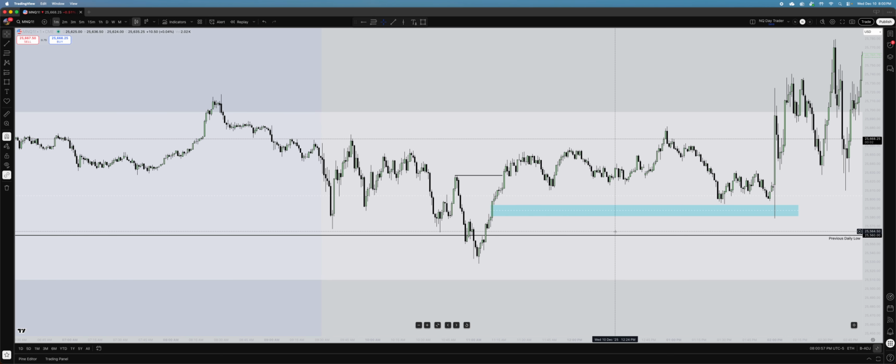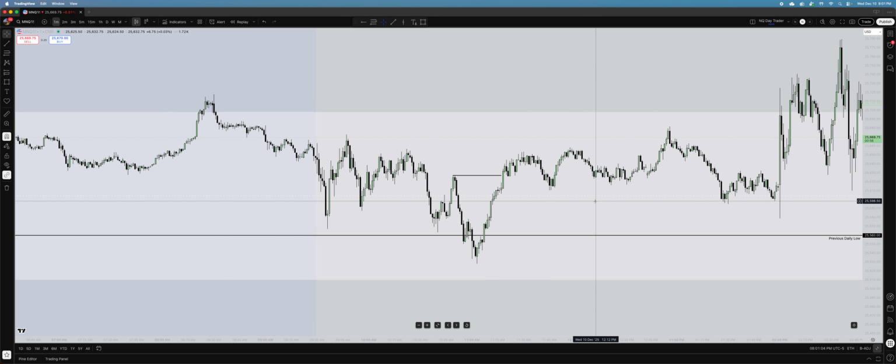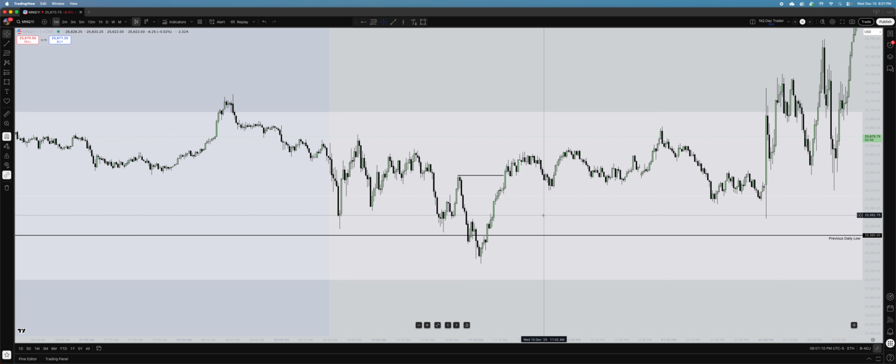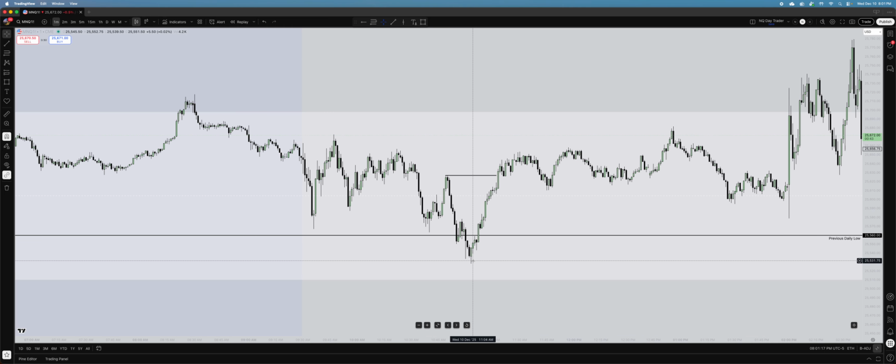Okay, so the one other thing I wanted to show you, and I asked you if you learned breakers yet. I'm going to show you what a breaker is. A breaker block is one of the most, if not the most powerful of ICT's PD arrays. And it's very similar to Model 2022. It's got some differences though.